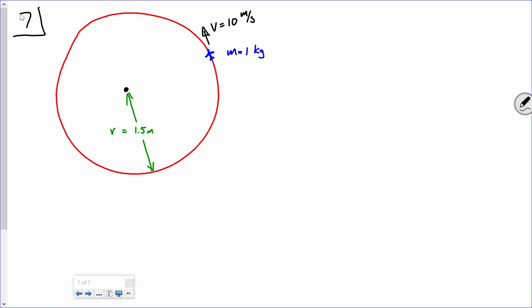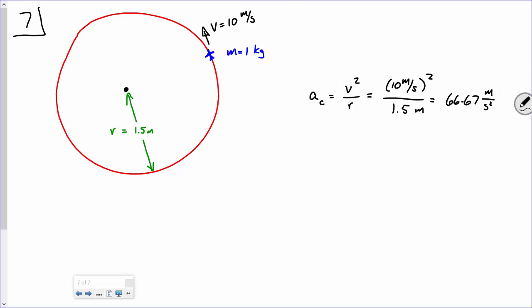So this is all about centripetal acceleration. It's a_c equals v squared over r, which is 10 meters per second squared over 1.5 meters, which comes out to be 66.67 meters per second squared.